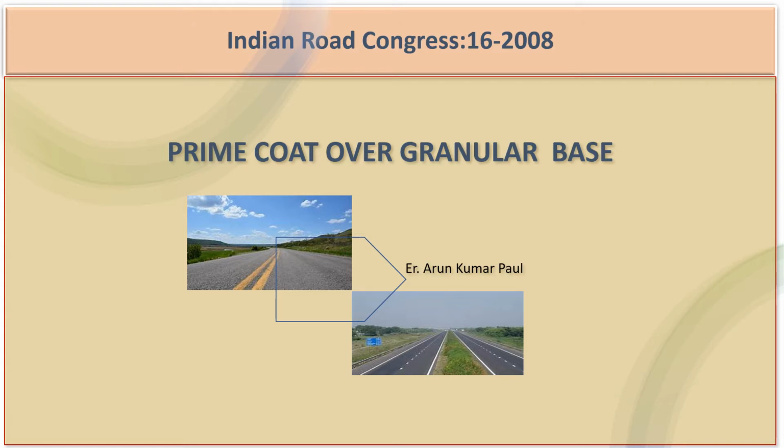The application of prime coat over the granular base course before laying any bituminous layer is of prime importance for the longevity of the pavement. Most field engineers have lesser knowledge on prime coat and its application over granular base, and for them it is only a sequence of work in bituminous road construction. The publication of IRC 16 2008 gives elaborate information on specification and construction of bituminous prime coat laying over granular surface.